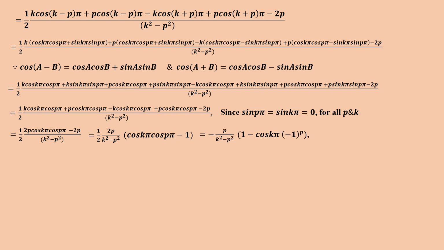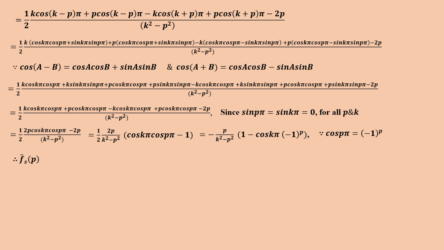So p is also common, take it outside. So you will get p by k square minus p square into cos k pi into cos p pi minus 1. So taking minus outside, you will get minus p by k square minus p square into 1 minus cos k pi cos p pi. So cos p pi can be written as minus 1 power p, right? Similarly cos k pi also minus 1 power k, right? That is okay.